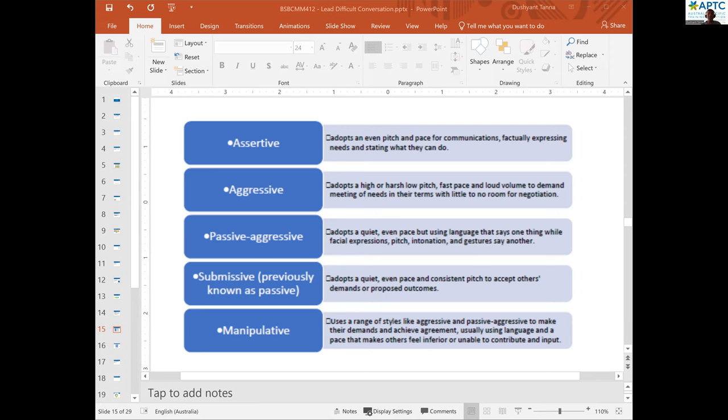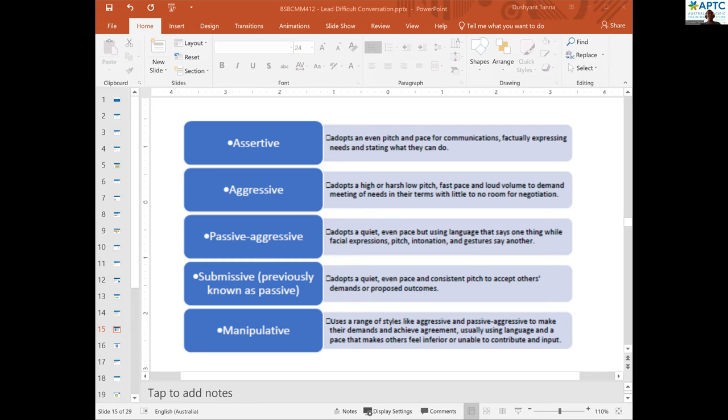Submissive adopts a quiet, consistent pace to others, demands and proposes the outcome. Then manipulative. We know the word manipulation. Use a range of skills like aggressive, passive aggressive to make the demand and achieve agreement, usually using language and pace that makes others feel inferior, unable to contribute an input. So manipulative, again, not good.